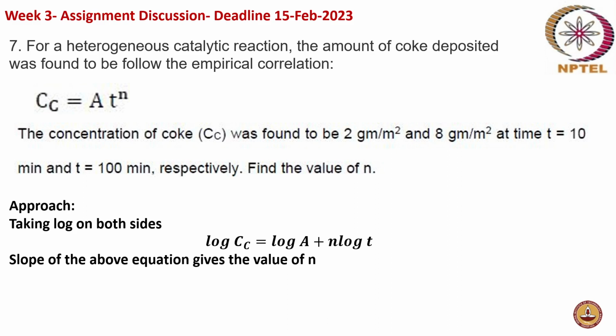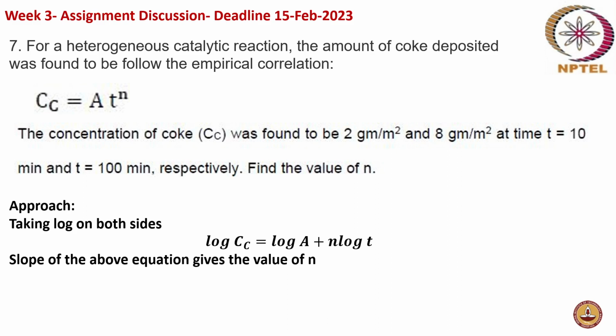According to logarithmic rules, log of m into n is equal to log of m plus log of n. So here, log of A into t power n is equal to log of A plus log of t power n. Again in the logarithmic rules, log of a power b is b into log of a. That is again a basic logarithmic rule. Once you incorporate all these things, you will get the expression log of Cc is equal to log of A plus n into log of t, right?